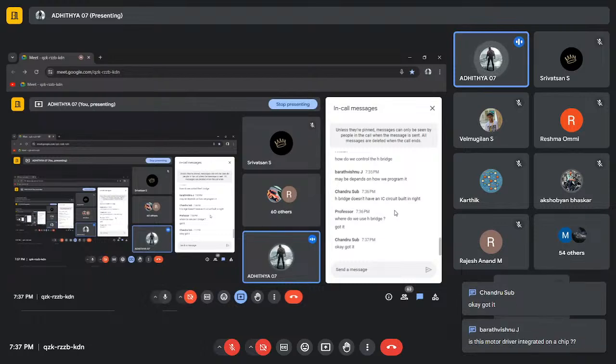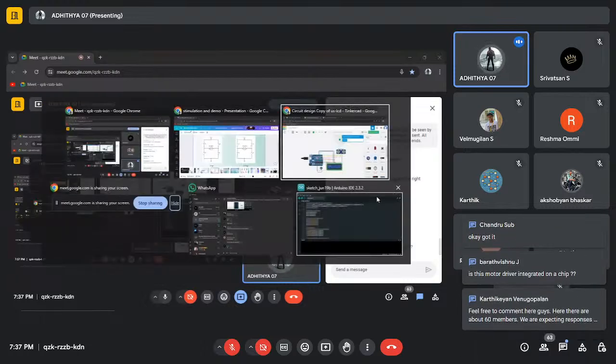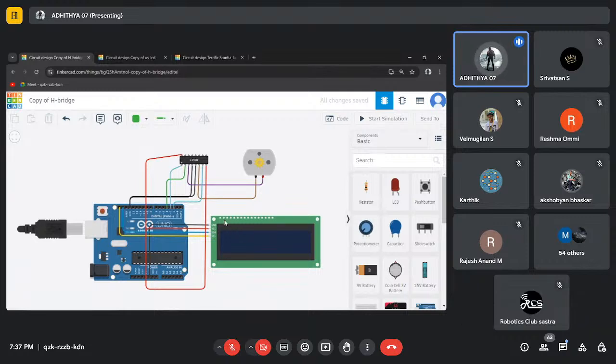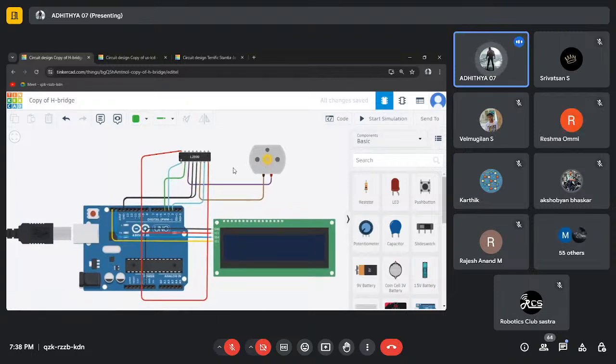Okay, then I'll go to the circuit design now. Here I have a simple L293 connection, and we have also used an LCD with SDA and SCL I2C connectivity. I'll tell you what happens here first. So this is a motor. In this specific circuit, since we are using TinkerCAD, we have only a 5-volt motor, so we'll be using 5 volts everywhere. But in real-life circumstances, the motor voltage values will change.